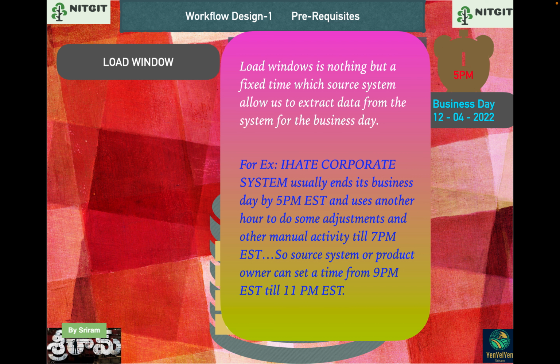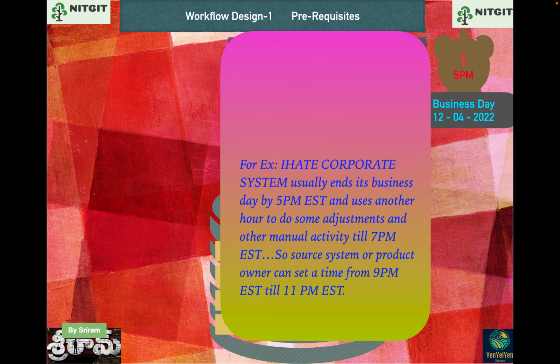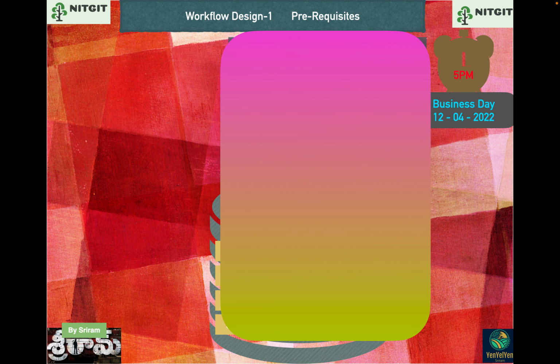This way, on all our source systems, we go to the product owner, the source system owner, and we have an agreement, a service level agreement, that they have to make this data available every day without any issues. We take an agreement from every source system owner. That's the load window. Let us look at the next one.